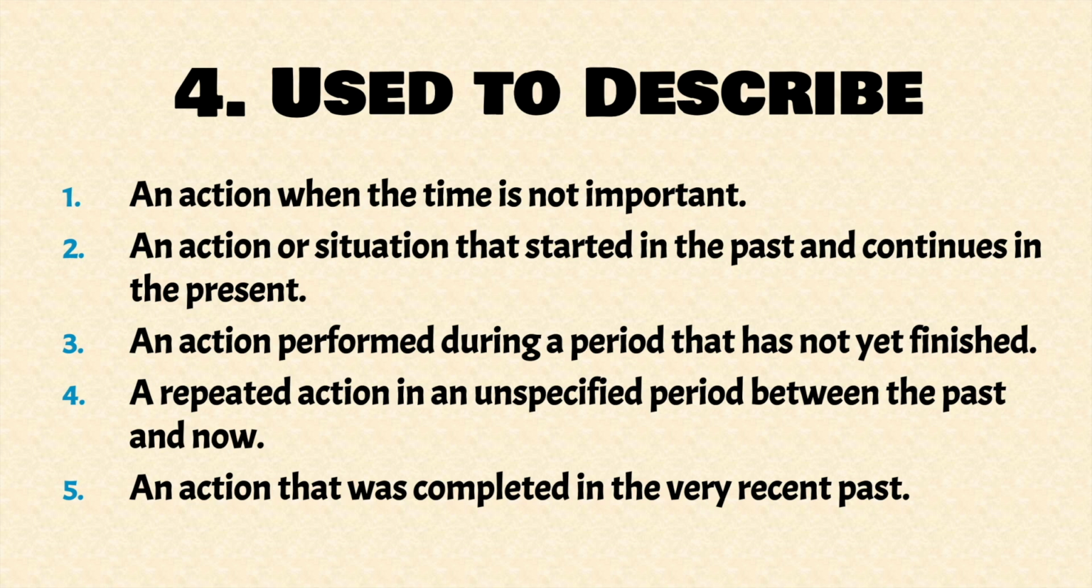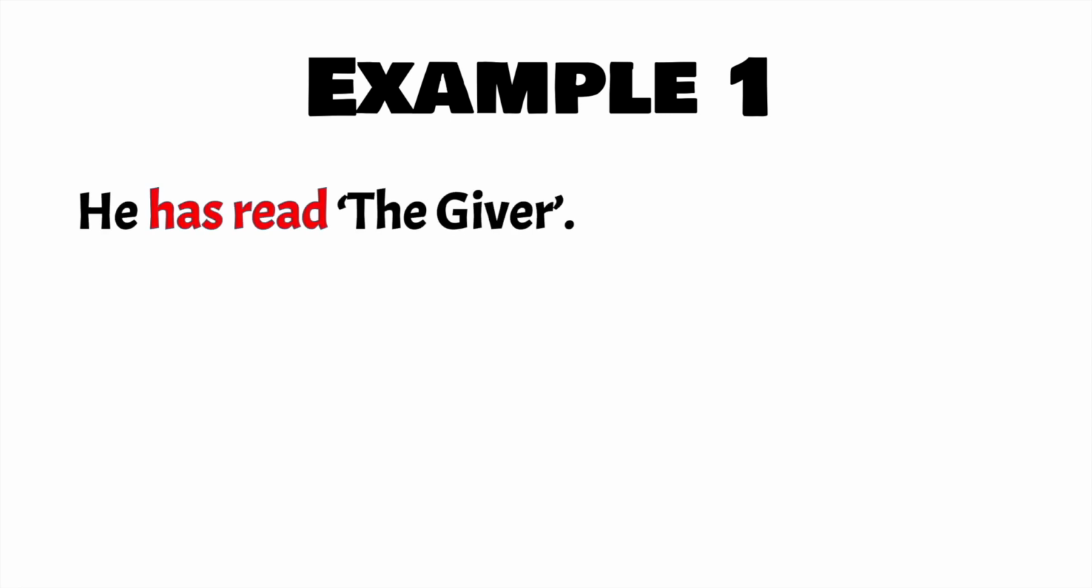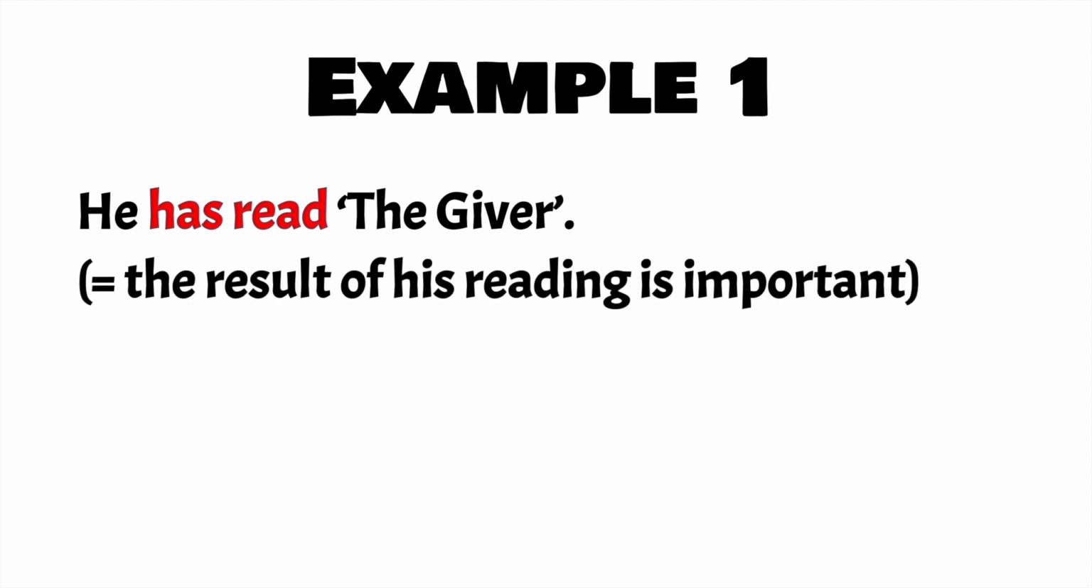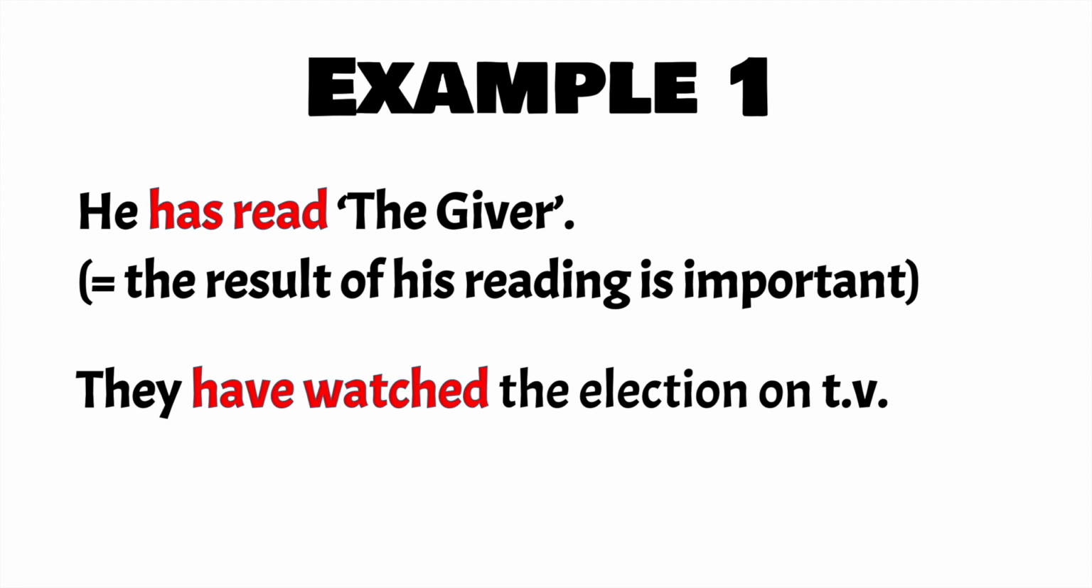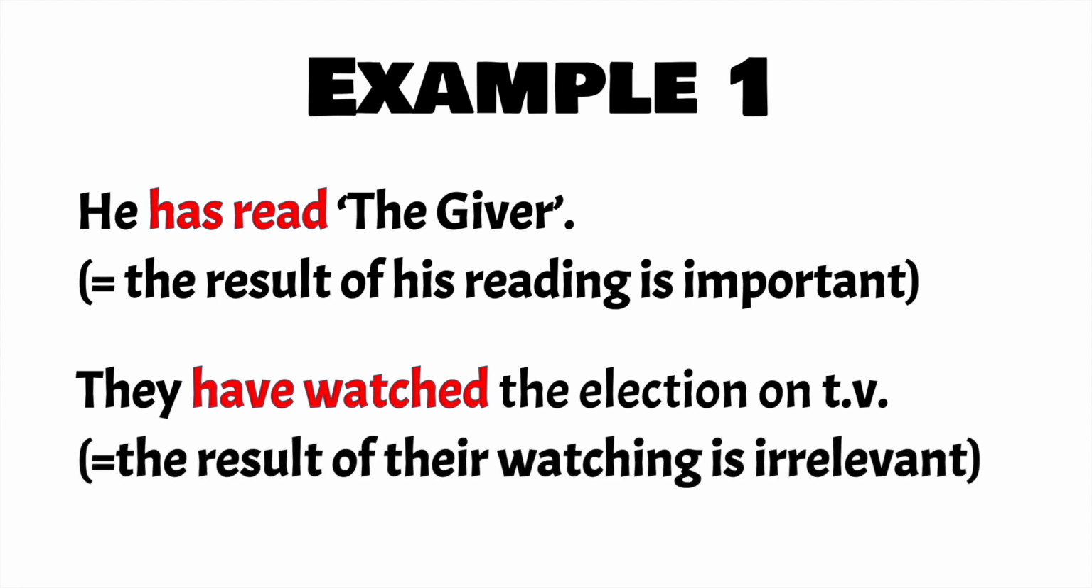So point number 1 is an action when the time is not important. Example number 1, he has read The Giver. So the time is not important here. We know that what is important is the action, that he has read it, right? So the result of his reading is important. They have watched the election on TV. So the result of their watching is irrelevant here. I prefer to talk about the action and not the result of the action.